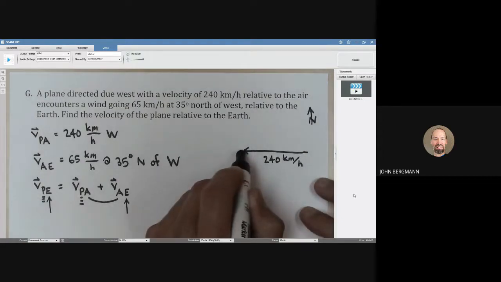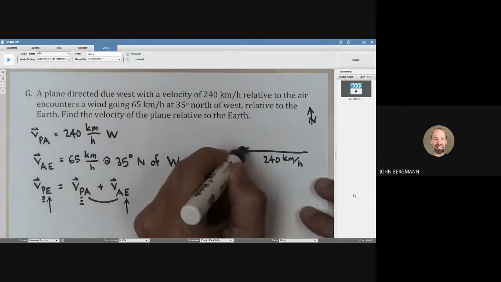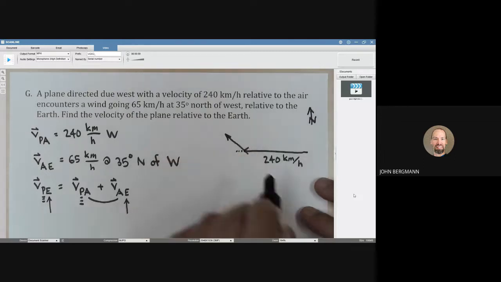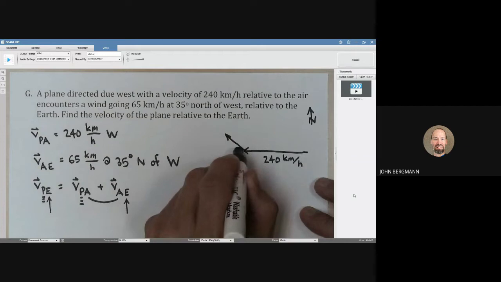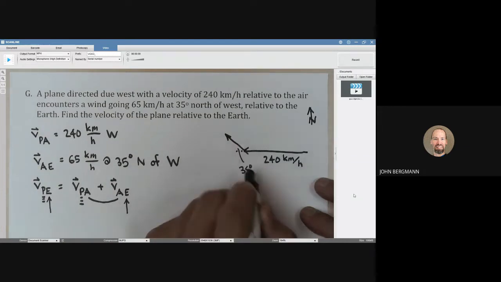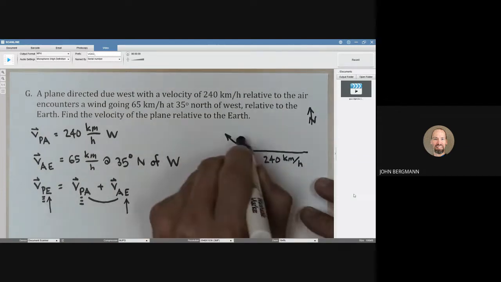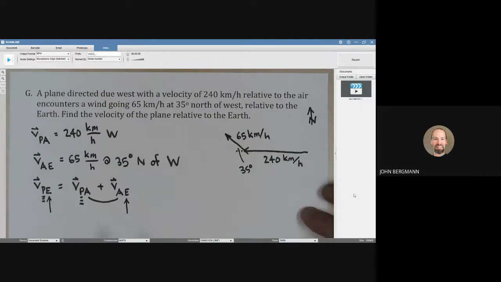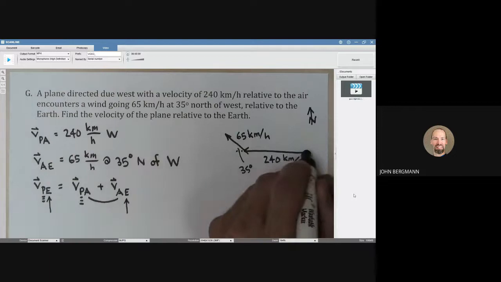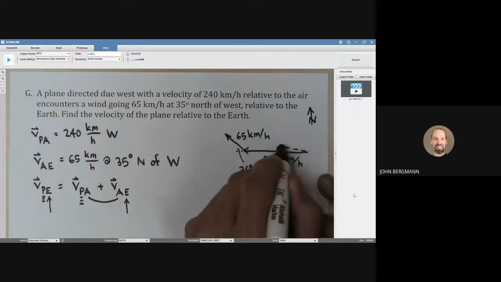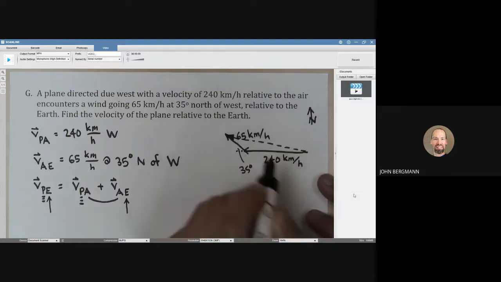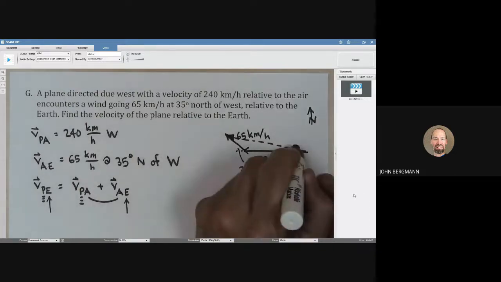Well, west is this way. So 35 degrees to the north would be kind of like that, maybe, where this angle right in here is 35 degrees. And that vector has a length of 65 kilometers per hour. And so the vector that we want is this one right there, that dashed line right there. That's the vector we want. And we're going to need an angle in our answer as well, aren't we?